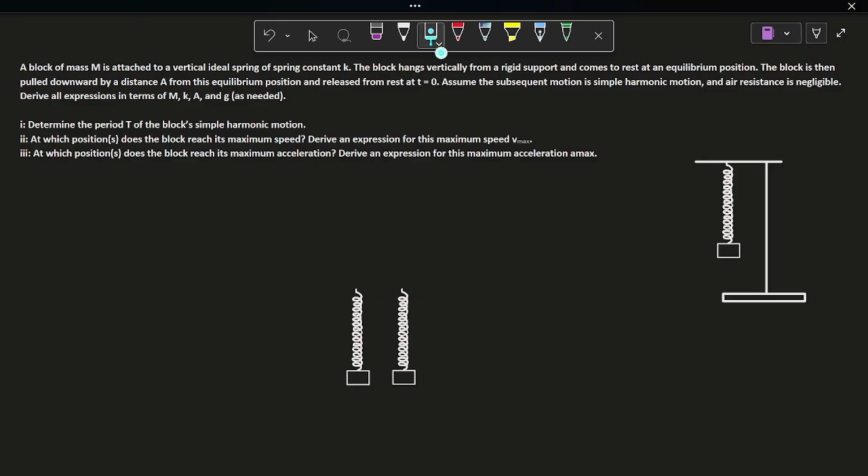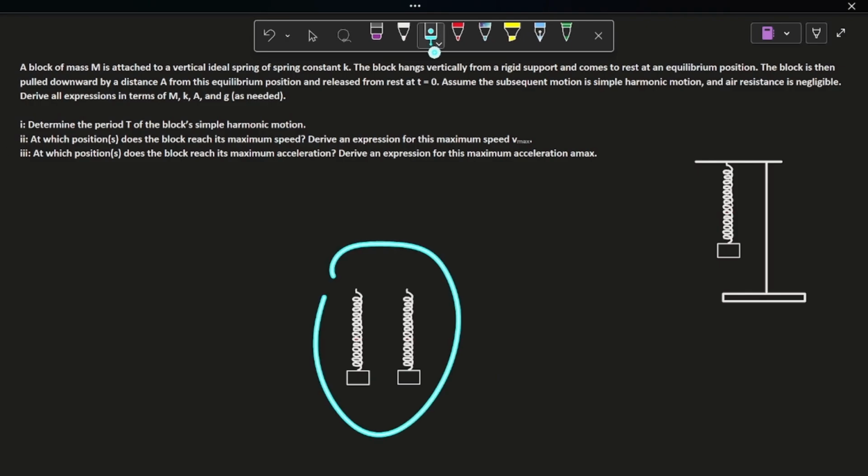Part 2 is asking you the maximum speed of the block. For those of you who just want the conclusion, I can tell you right now: during the oscillation, as soon as the block reaches its equilibrium position, the block will have its maximum speed. But I'll still tell you the reason behind it. Now, let's take a look at these graphs.